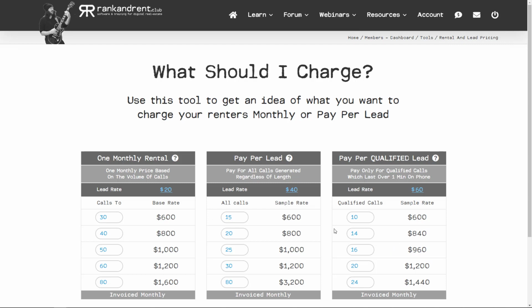So this calculator will help give you an idea of what your rental value should be based on the volume of calls that you're getting and based on the lead rate that you think is basically good for your niche. So like I said, if it's just lawn cutters, they're not going to pay a lot, but if it's something like metal roofing, they'll obviously be willing to pay more for a lead. And then once you determine your monthly rental value, that'll really help you adjust your pay per lead model and pay per qualified lead model so that you have a lot of information for your clients before you talk to them.